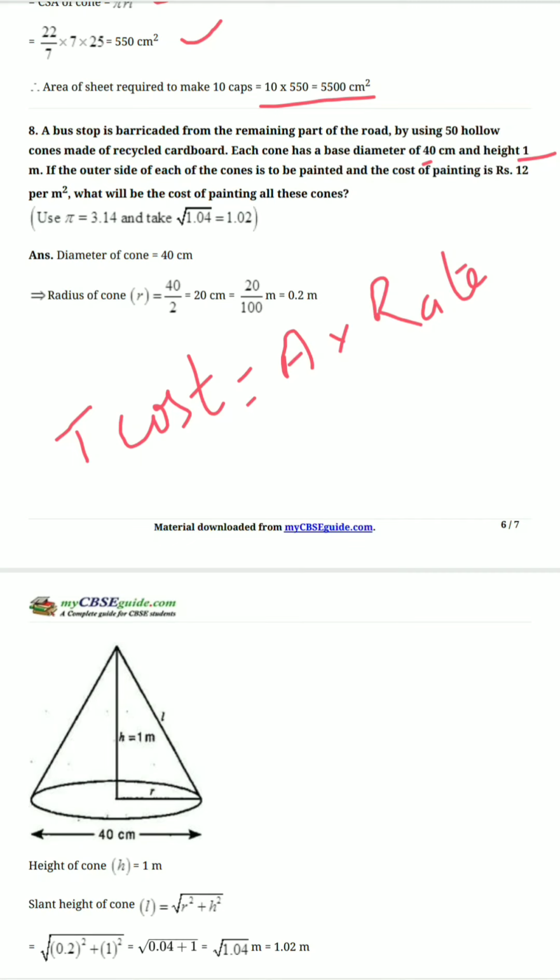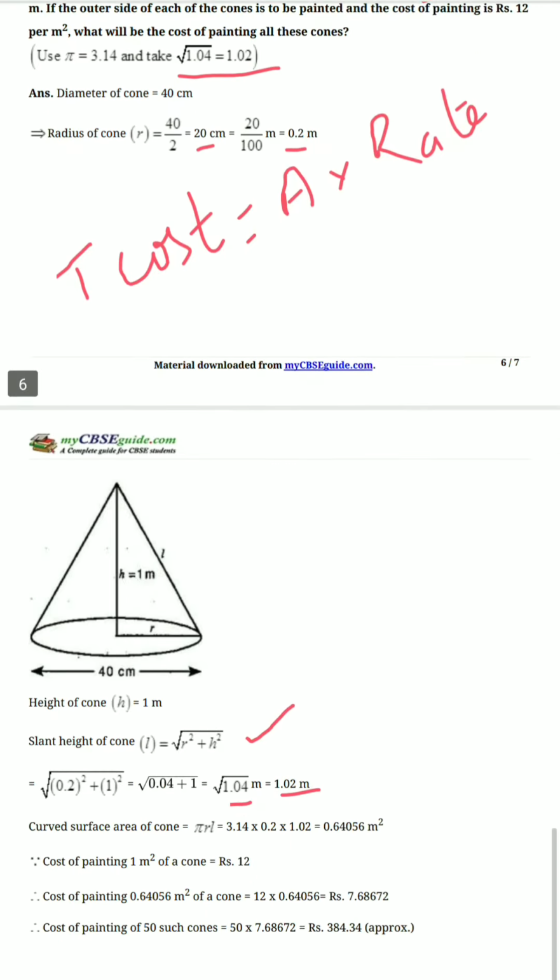Now here the diameter is given 40 centimeter, so the radius will be 20 centimeter, and in meter it will be 0.2 meter. Height is given 1 meter. So for curved surface area we have to find the slant height. We are finding the slant height using the formula L equals under root h square plus r square. It will come under root 1.04, and the value of under root 1.04 is 1.02.